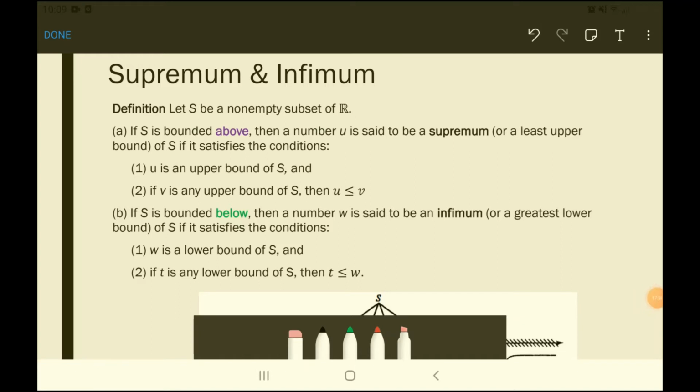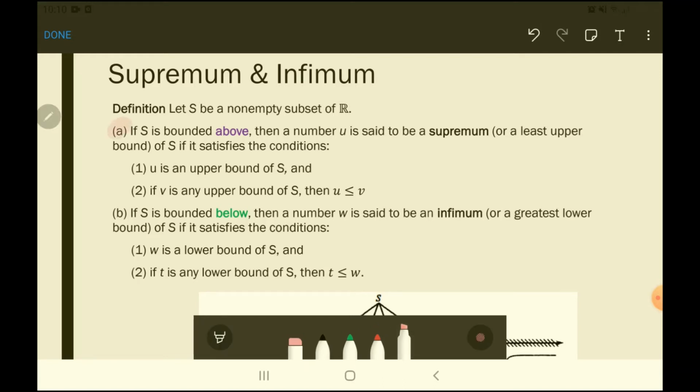Okay, now we go to supremum and infimum. This might be new for all of us. Supremum and infimum are new terms for us to learn. So let's learn the definition of both. Let S be a non-empty subset of real numbers.